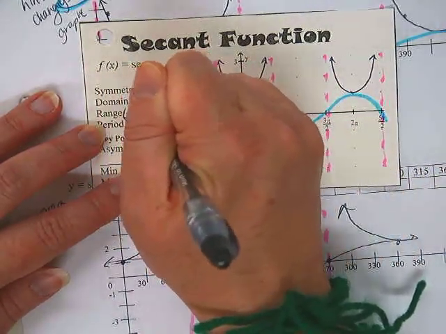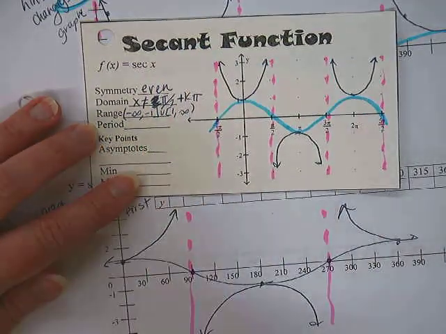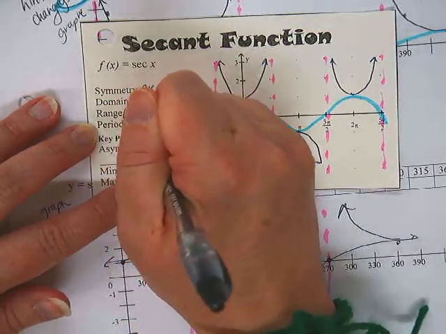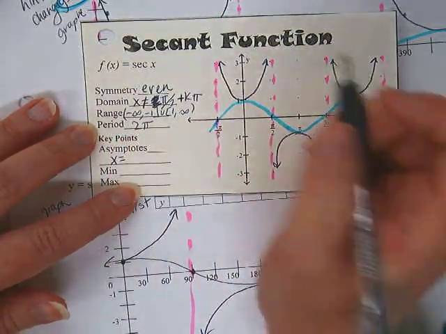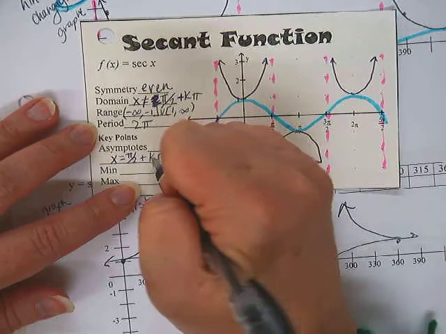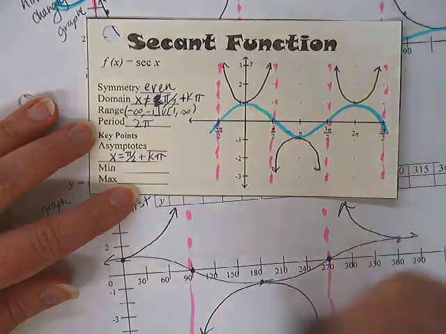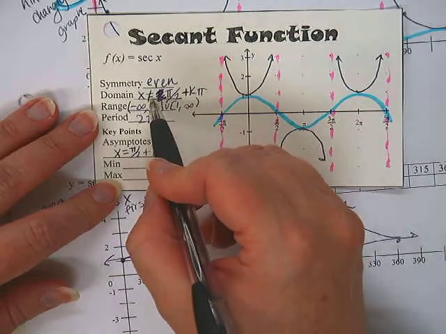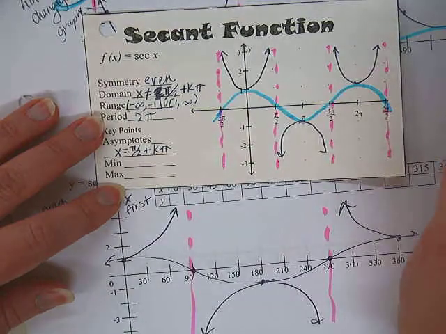Okay, range. -infinity to -1, 1 to infinity. Okay, period. Two pi. Good. Asymptotes. Notice how the asymptotes in the domain match. Only the domain is what x cannot be, and the asymptotes is the lines where it shows that x cannot be there. So it's the same exact answer, it's just this is not equal, that is equal.